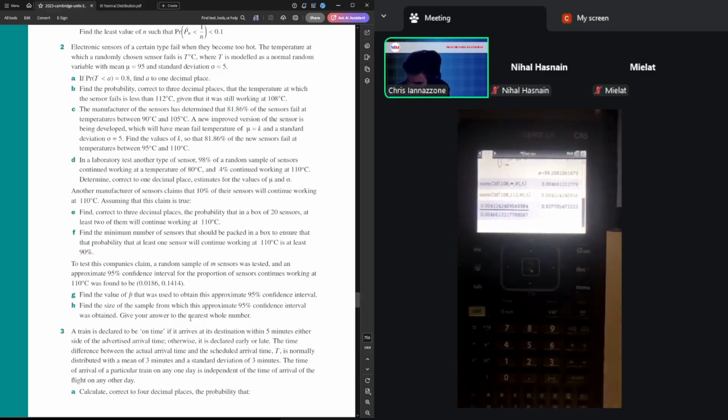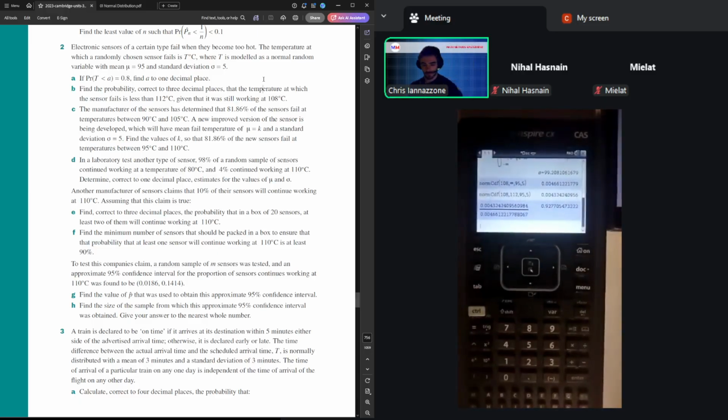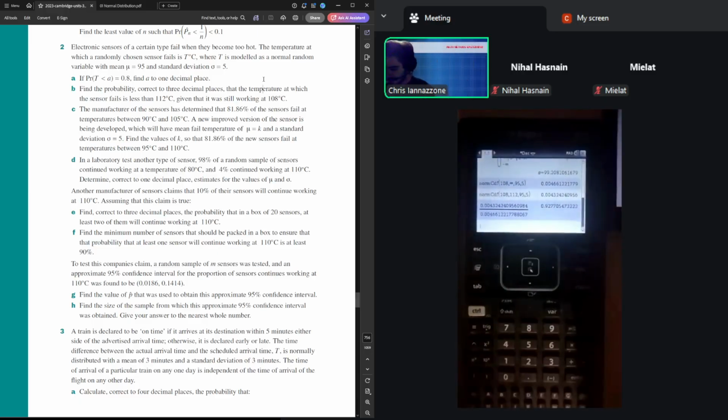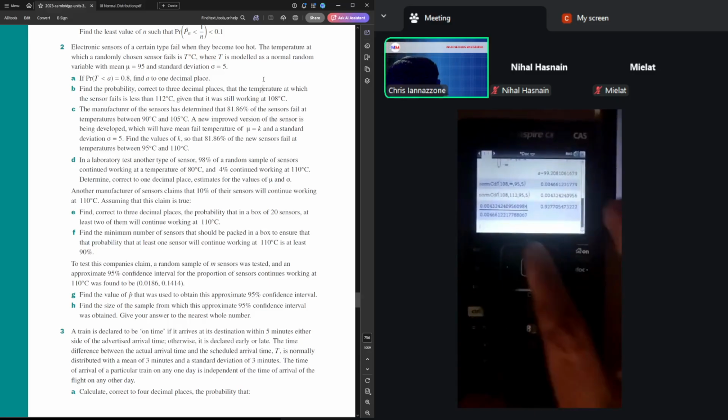And as a bit of a sanity check, that is indeed a number between 0 and 1, and we should be fine with it. As far as rounding goes, let's have a look. What did it say? 3 decimal places, so we're looking at 0.928 as an answer for that one.